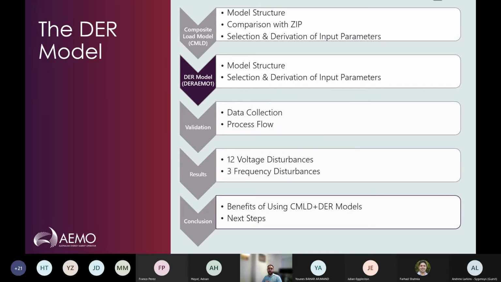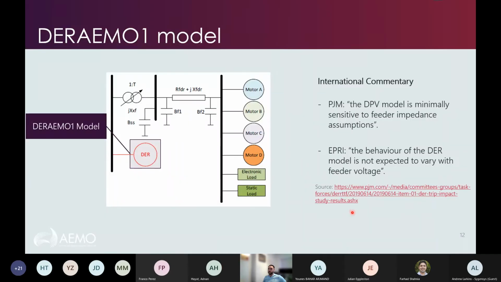Okay, so before I go on to the DER model, any questions with the load model? No, sounds good. I'll kick things off with the DER model.